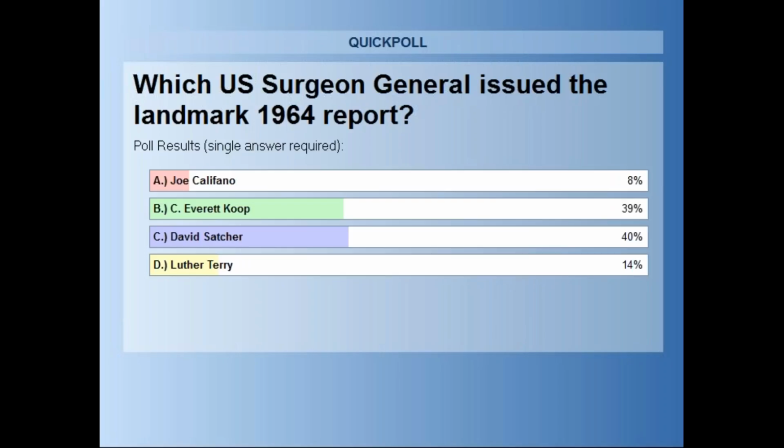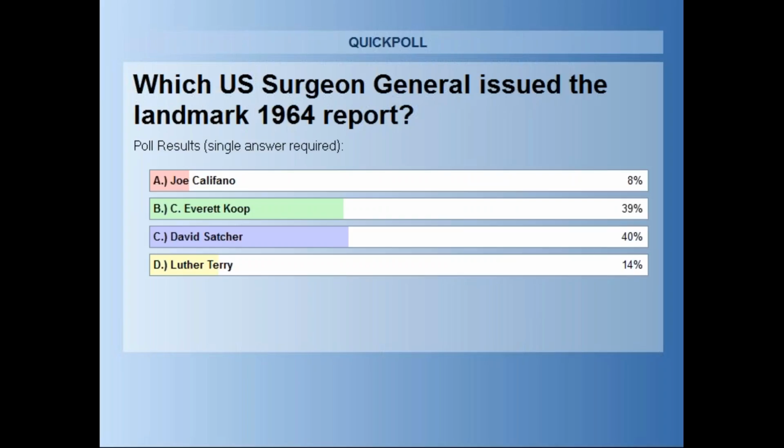So the answer is actually D, and the 64 report was the famous report on tobacco, on smoking. It was Surgeon General Terry who took the bold initiative to form the panel that actually reviewed all the evidence to date, beginning with a study in 1912 on the potential harmful effects of tobacco. And that was a landmark report. It was, and worth taking a look at.